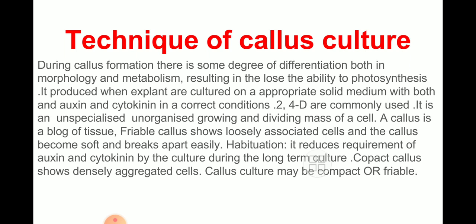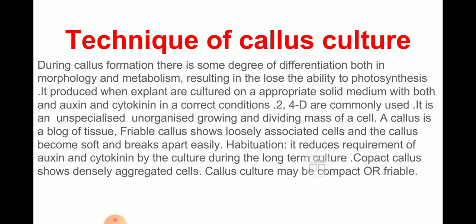It is an unspecialized, unorganized, growing and dividing mass of cells. A callus is a block of tissue. Friable callus shows loosely associated cells, and the callus becomes soft and breaks apart easily. Habituation reduces the requirement of auxin and cytokinins by the culture during long-term culture. Compact callus shows densely aggregated cells.